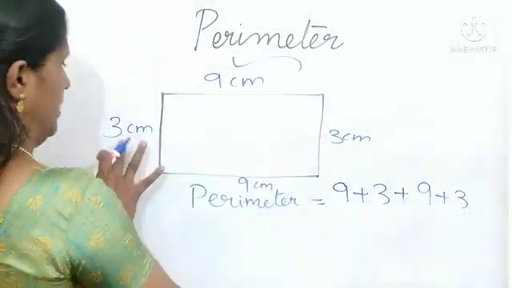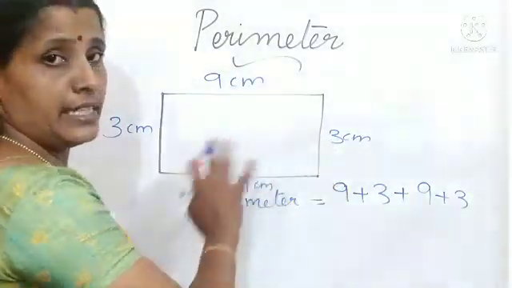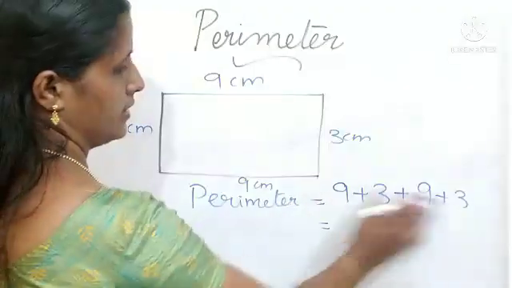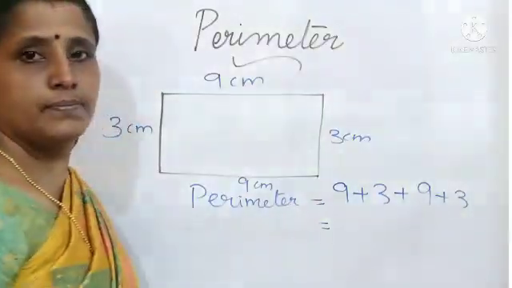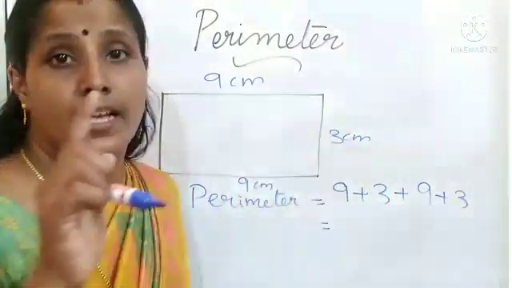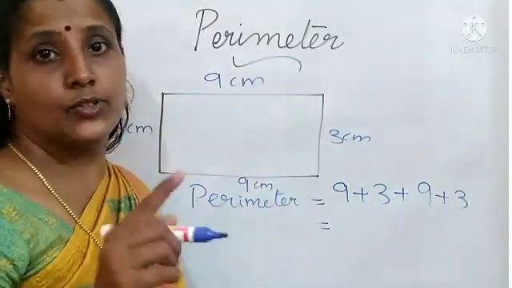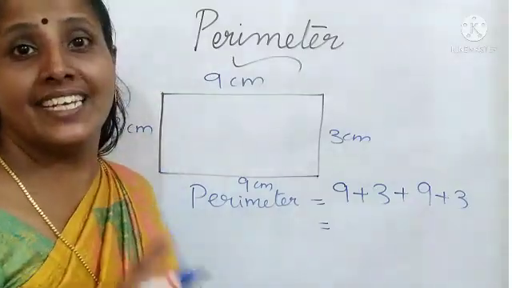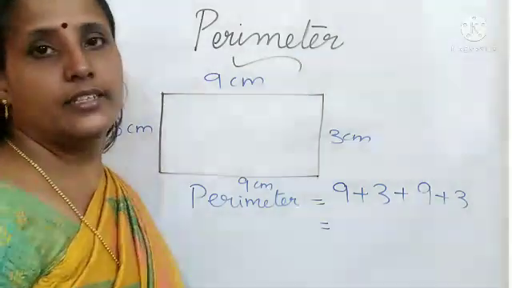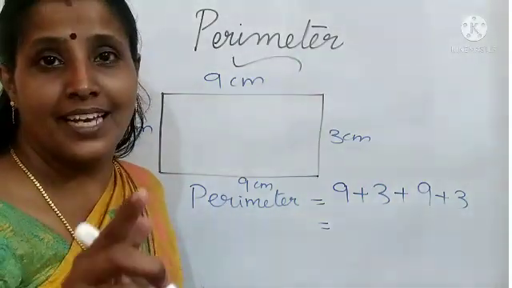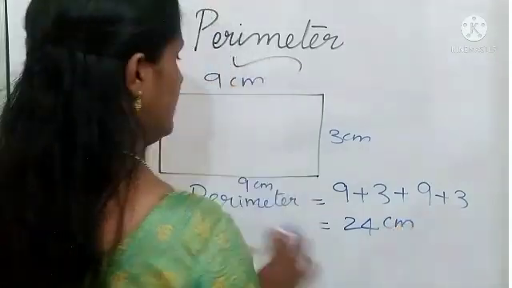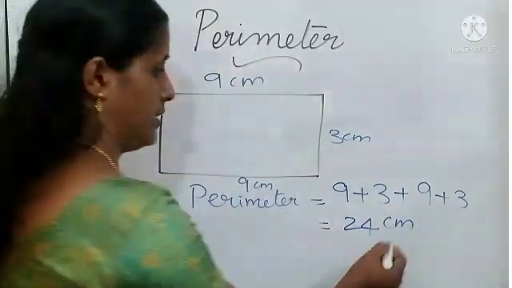So the measurement is the same. Here opposite sides are equal, so we write like this. Then adding these numbers: 9 plus 3, yes, 12. 12 plus 9, 21. 21 plus 3, yes, 24. So the perimeter of the given rectangle is 24 centimeter.